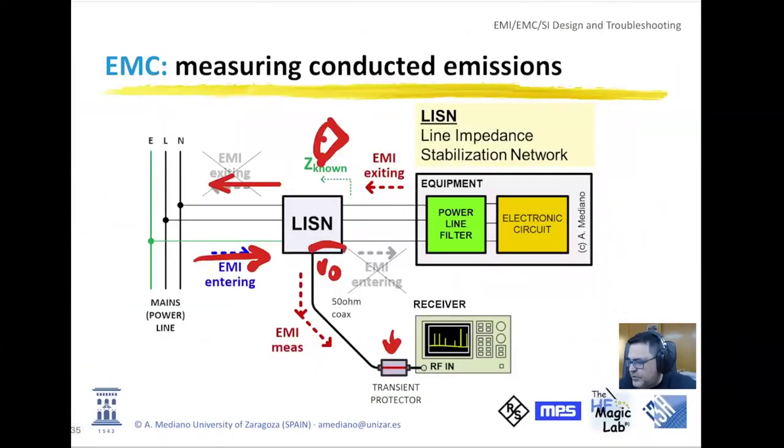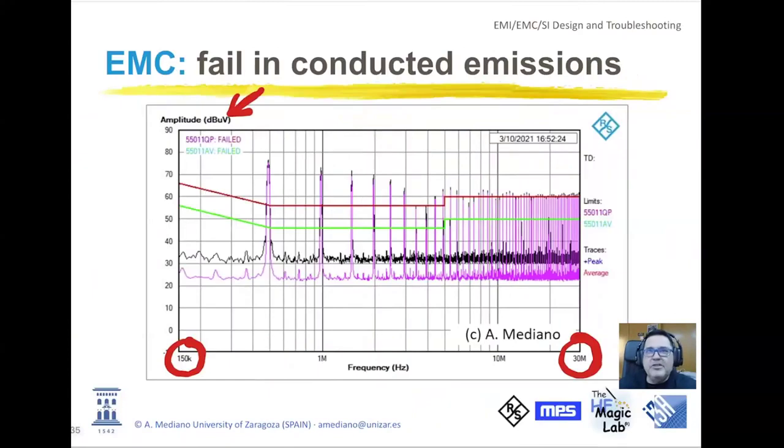So this voltage here is what we are measuring, typically in the 50 ohms input impedance of your instrument. And you will see two different measurements, the black one and the pink one. The black one is when we are using the quasi-peak detector, and the pink one is when we are using the average detector. That is because you have two limits, the quasi-peak limit and the average limit, the two lines that you can see in the picture.